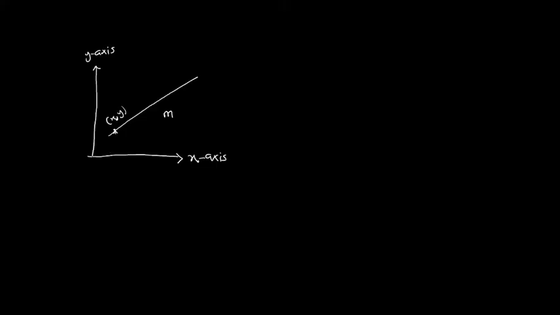Now there are two ways you can do that. You can first of all use the equation of a straight line formula, which is y is equal to mx plus c. This is the equation of a straight line. So from here, all you do is substitute the values of x and y into this equation to find the c, which is the constant.